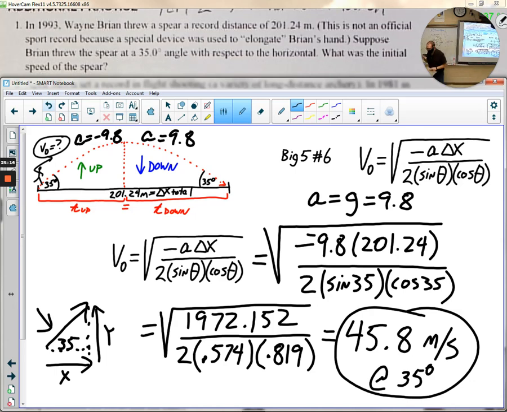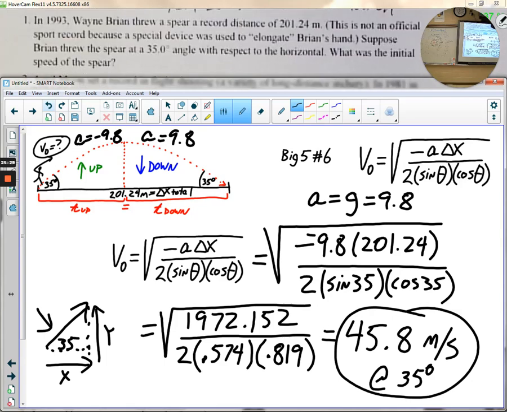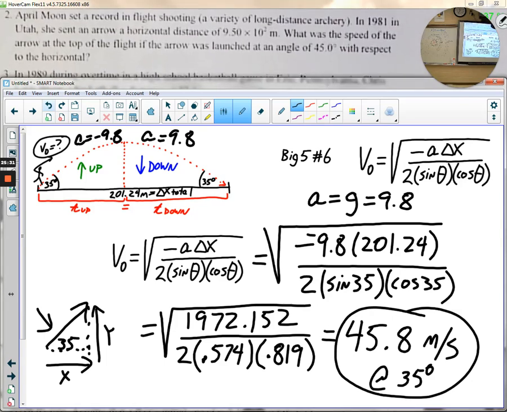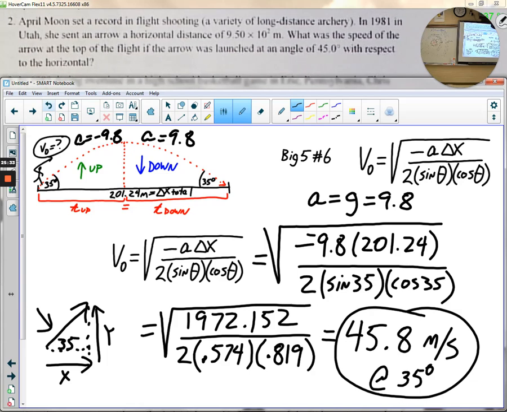Most of the rest of these are not going to be quite as evil. Let me see if I can find one that is not quite that evil. Number 2 is not as evil. Let's look at number 2. That's a cool name. Before I move on, does anybody have any questions?